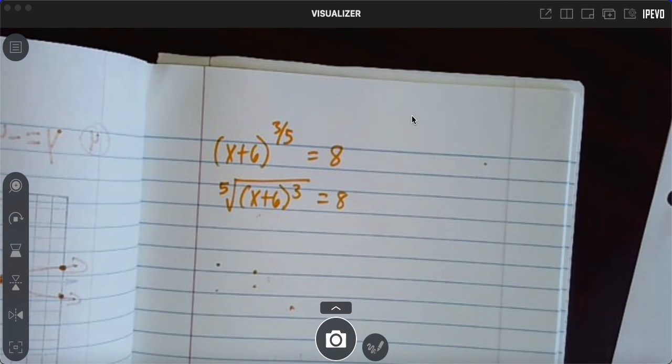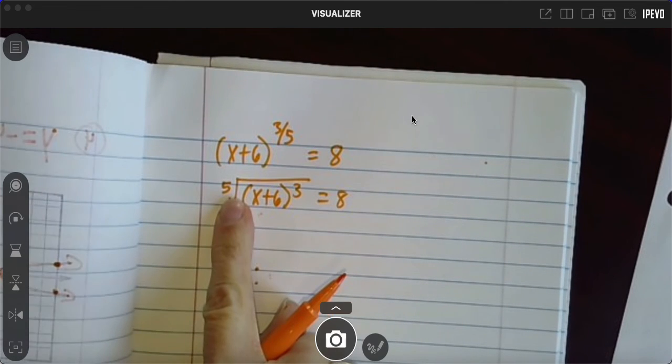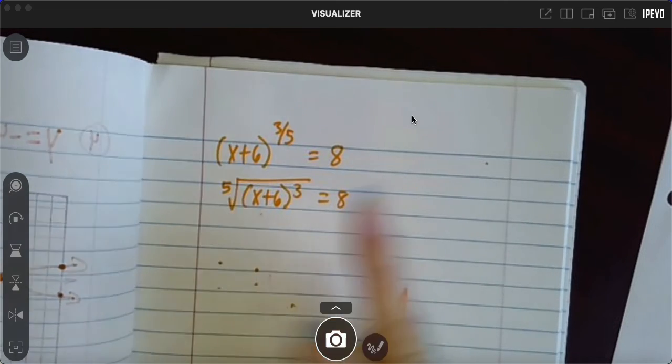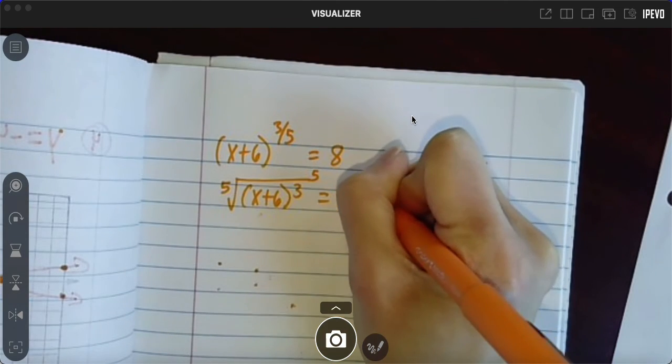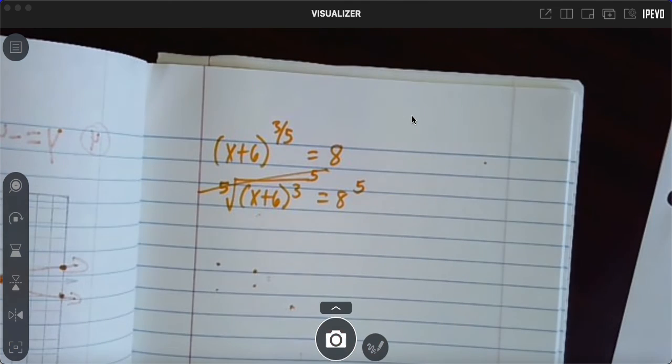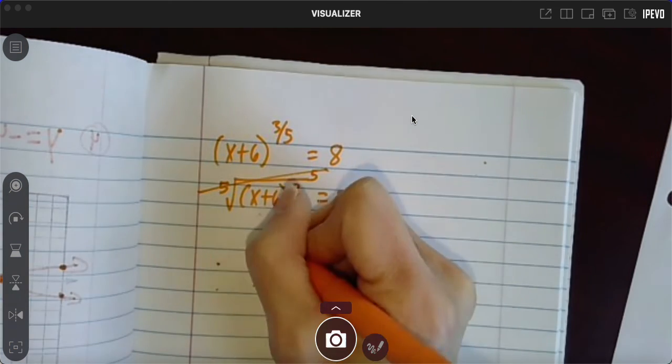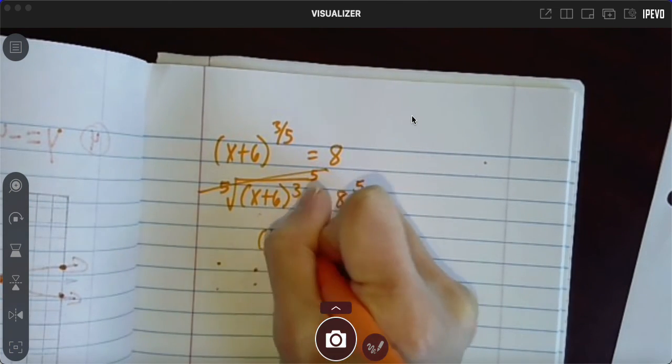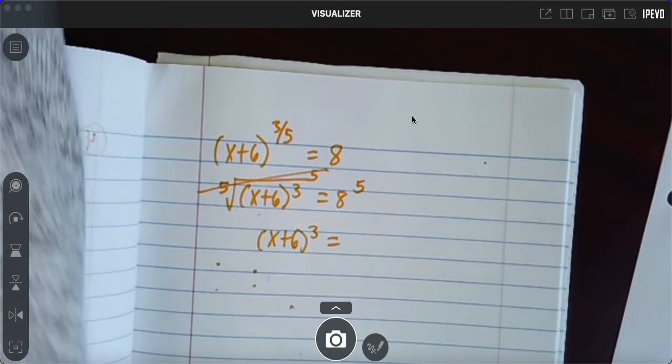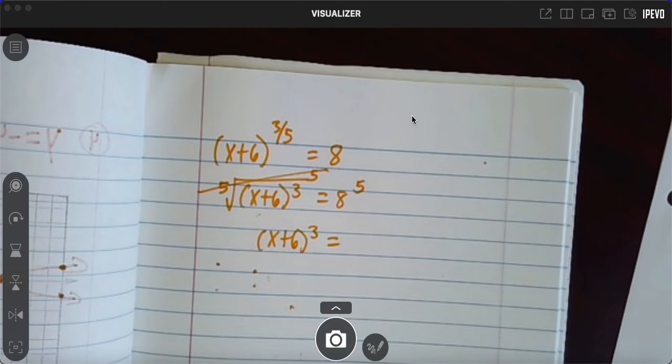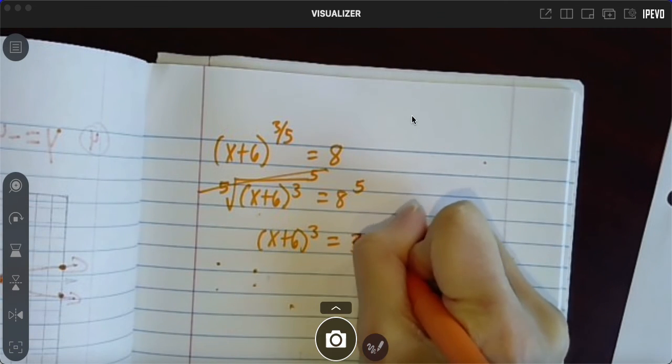Then what would I do? Don't square it, but instead of squaring it, we put it to the 5th power. Because it's not a square root, it's a what? 5th root. So we raise it to the 5th power on both sides. So that cancels out. So I get (x + 6) to the 3rd. And let me see what 8 to the 5th is. Only real ones can not use a calculator and solve this. Yeah, you were right. It's 32,768.